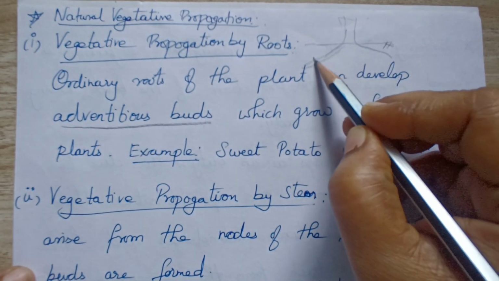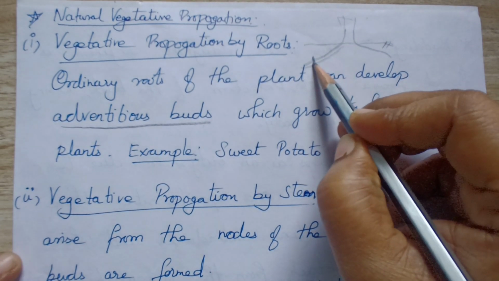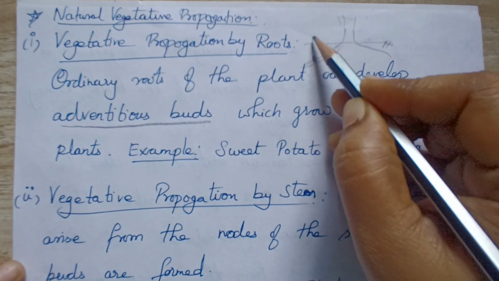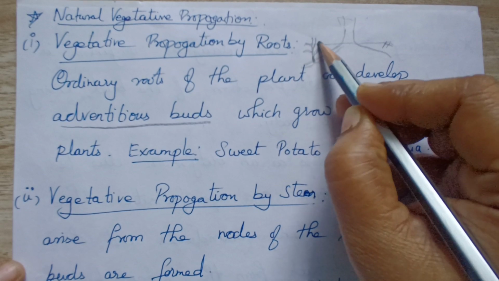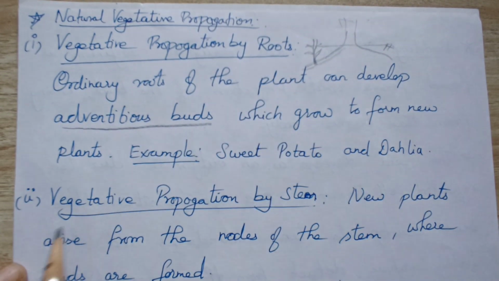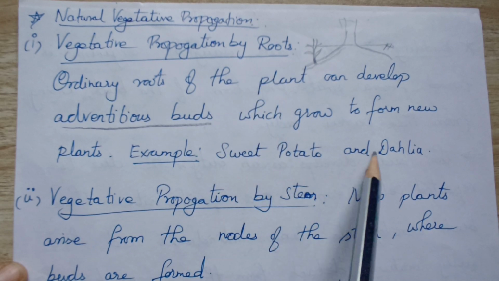Okay. So in the root a bud is formed. So it is at an unusual place, right? So this is called an adventitious bud. This bud will grow into a new individual plant. Okay. So this is called vegetative propagation by roots. Okay. We can see this vegetative propagation by roots in sweet potato and dahlia.